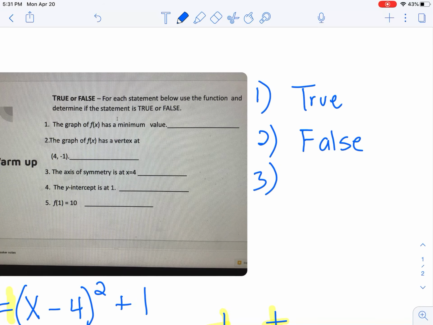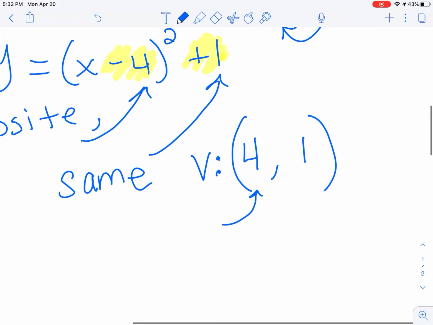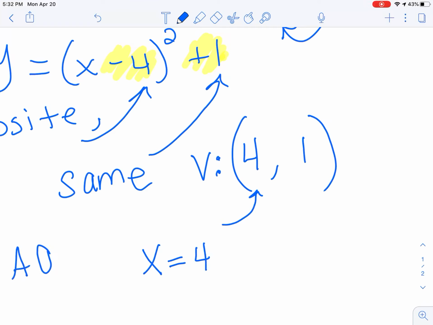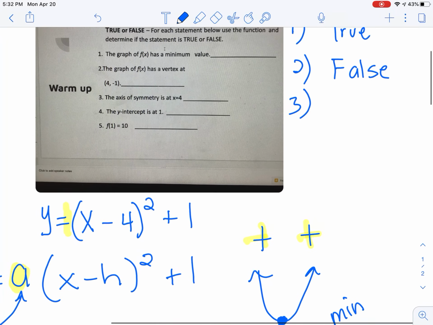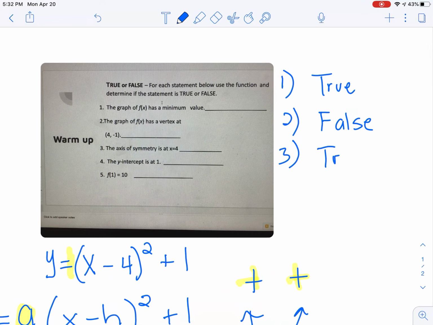All right, number 3, the axis of symmetry is at x equals 4. Well, if you have the vertex, you have the axis of symmetry. Since the vertex is simplified here, your x value is 4, and that represents your axis of symmetry. So if this says x equals 4, then it is true. So hopefully you got that correct. The axis of symmetry, again, is what cuts the parabola into 2 equal parts.